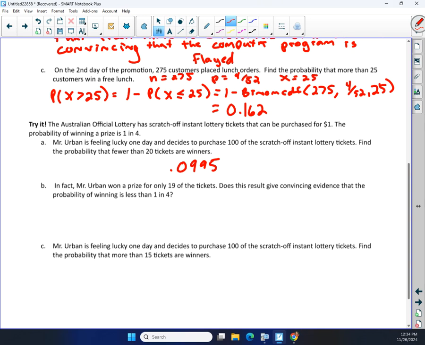So A, he's feeling lucky. We want the probability it's fewer than 20. So that should be 0.0995. Does this result give convincing evidence that the probability of winning is less than 1 out of 4? So 0.0995 is greater than 5%. So we do not have convincing evidence the probability of winning is less than 1 in 4.